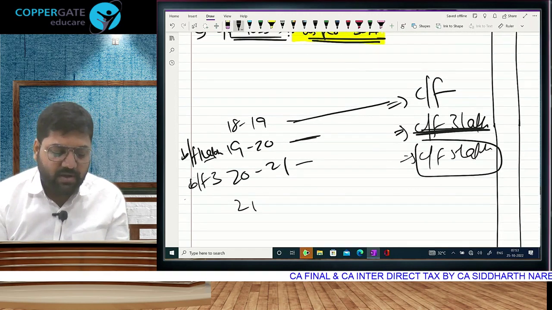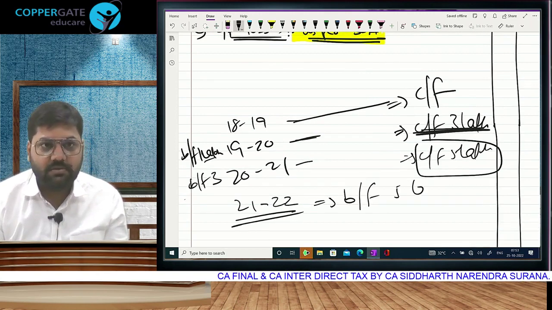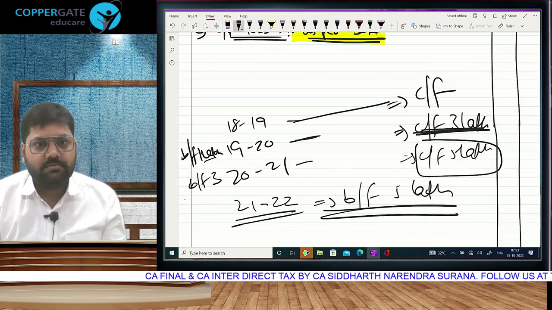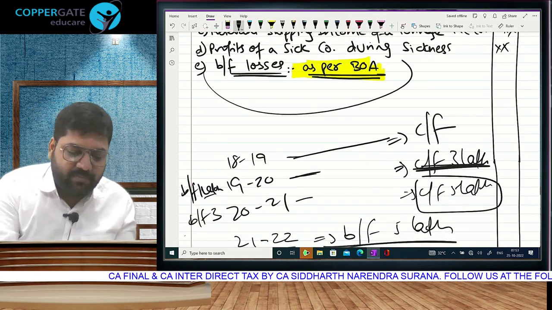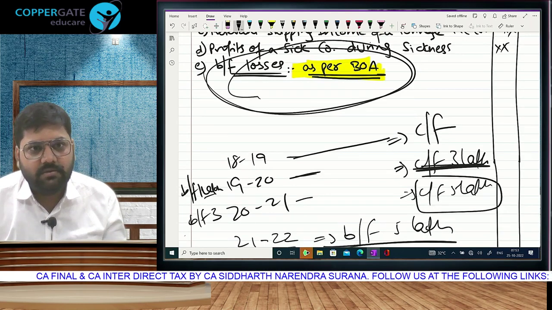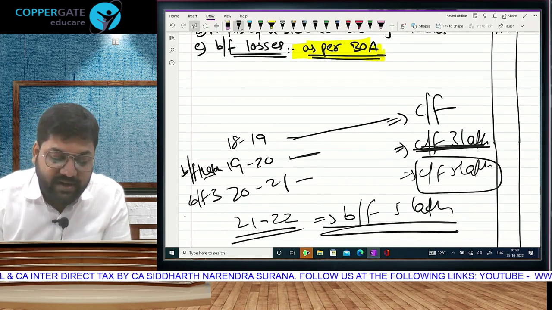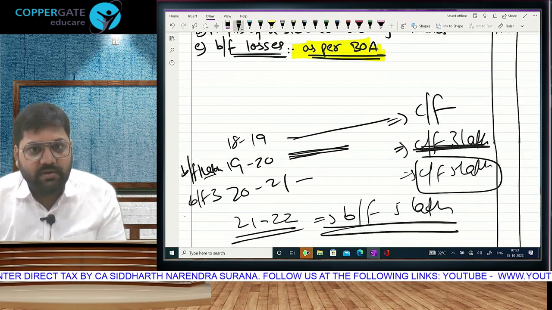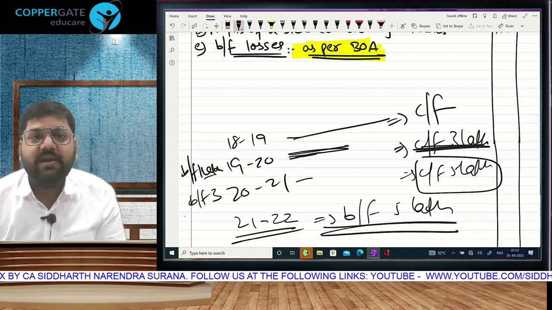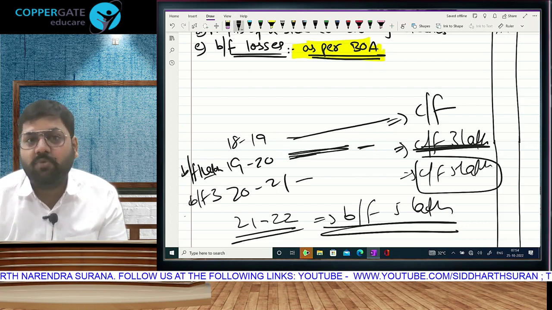If we go to our fourth year, 21-22, can you tell me what is the brought forward loss? 5 lakh as per accounts. And going by what is given here, brought forward losses as per accounts, you have to minus. Do you understand? Now, what is the problem? Listen carefully. We did 19-20 book profit. Did we have brought forward loss as per accounts? 1 lakh rupees. In 19-20, we will minus 1 lakh rupees in book profit.